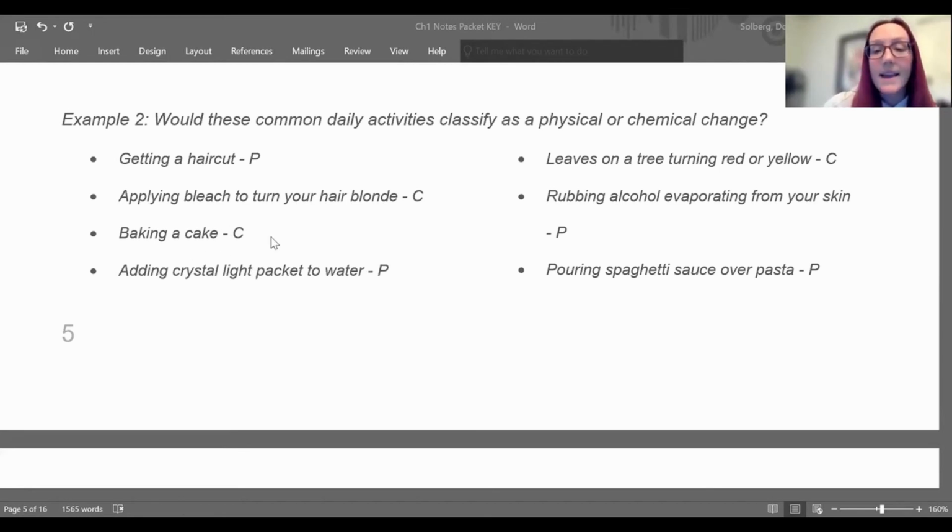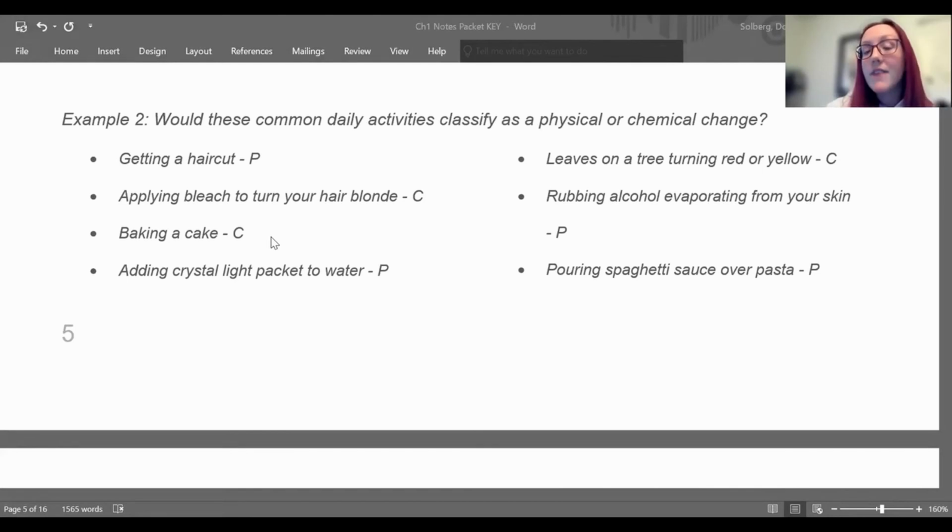Baking a cake is a chemical change. You're actually causing a chemical reaction to occur when you're heating it up. Adding a Crystal Light packet to water would be a physical change. Remember, I said dissolving is a physical change. Leaves on a tree turning red or yellow is a chemical change. It's actually a different chemical that presents that color.